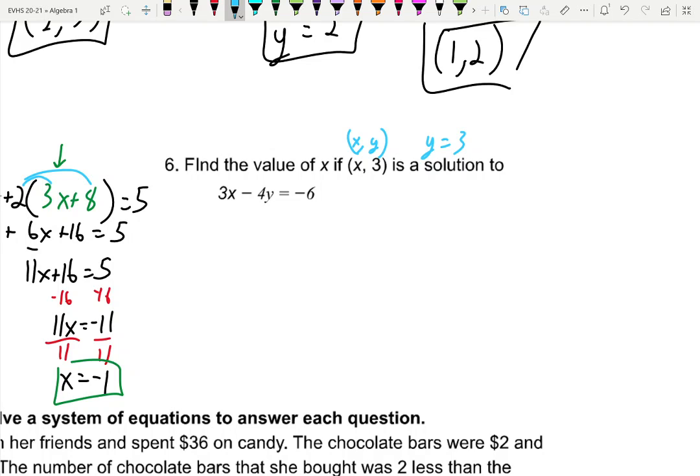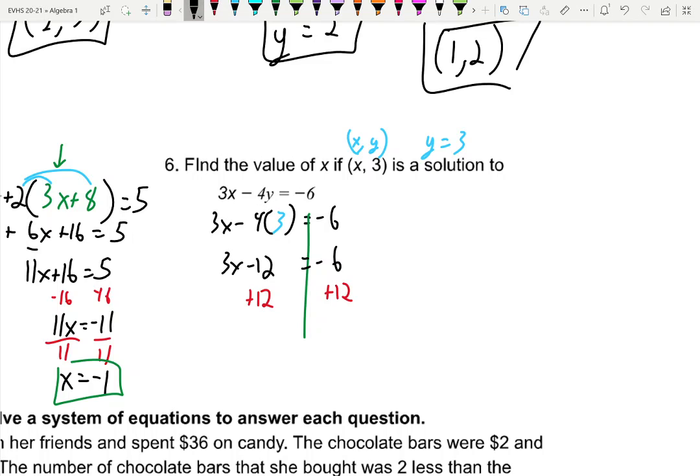So we're going to go ahead and plug that in, and we're going to do 3x minus 4. We're going to replace the y with a set of parentheses and substitute in that 3. So now we're just going to simplify down. 3x, I'm going to draw my line for my equal mark. Now, negative 4 times 3 is negative 12 equals negative 6. We're going to add 12 to both sides, gives me 3x equals negative 6 plus 12 is 6. And then divide both sides by 3, gives me x is equal to 2.